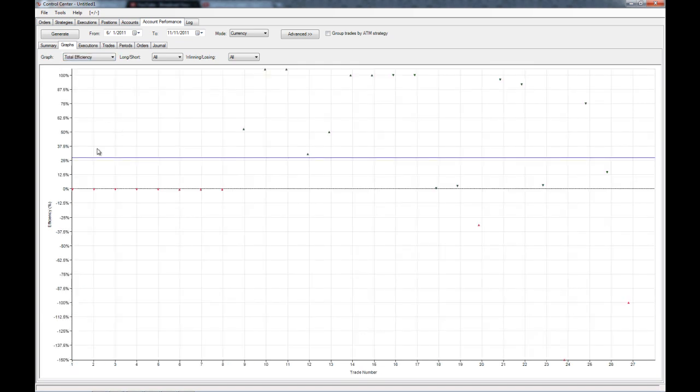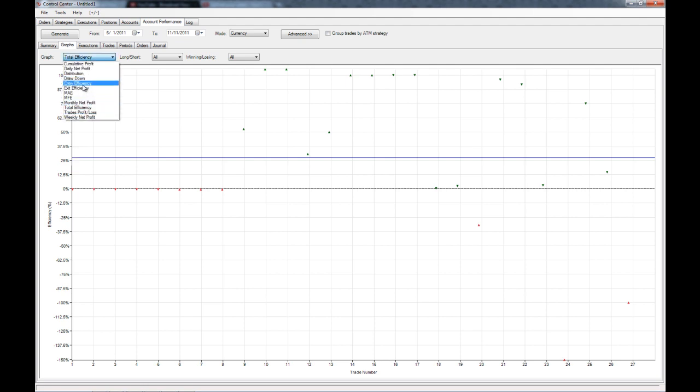Then we have the total efficiency of our trading. And currently, you have the little line here, that's where your efficiency averages out to be. So it shows all your trades over a period of time, and it shows your actual efficiency on each trade. And currently, I'm averaging about just a little bit above 25%.